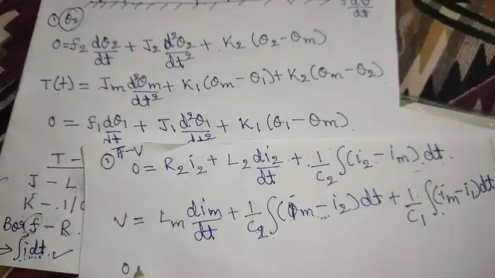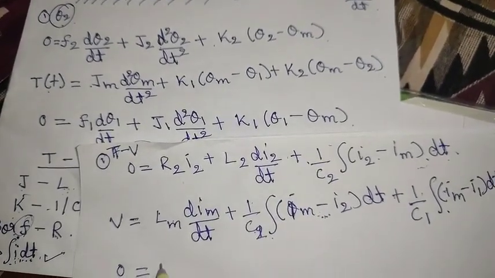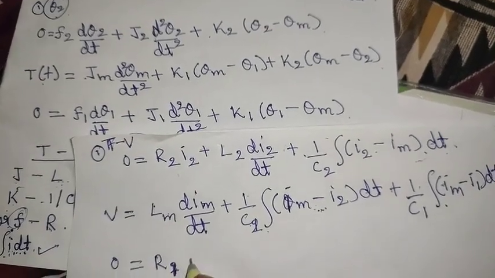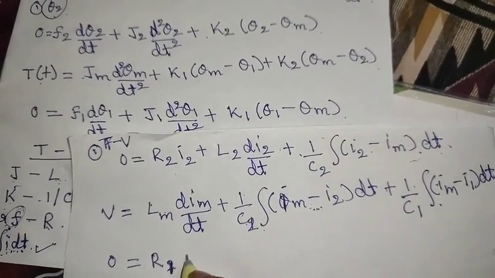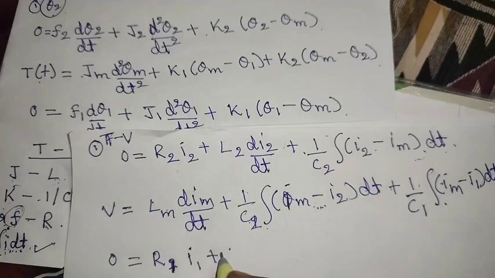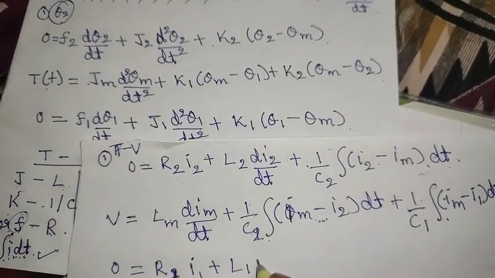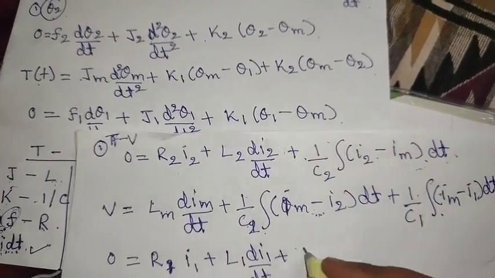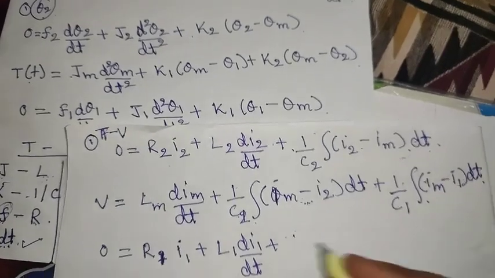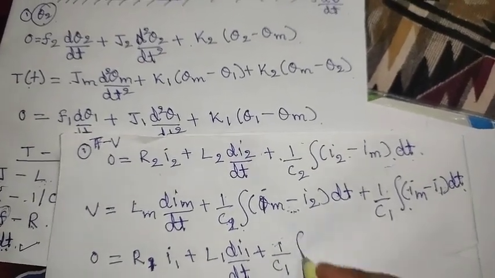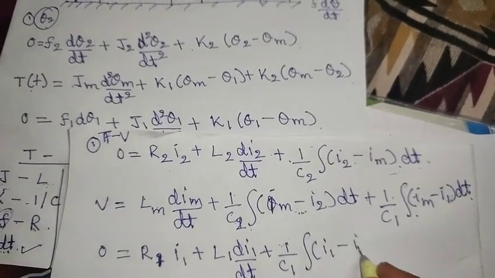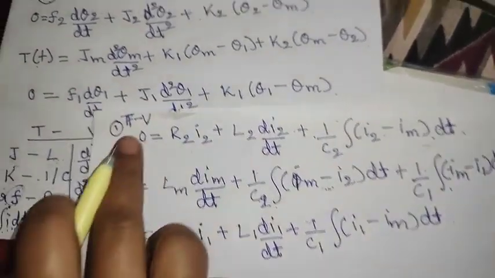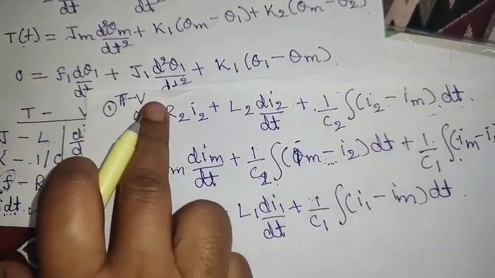The third equation: 0 is equal to, F1 means friction. For friction we write resistance, so R1. R1 d theta divided by dt is nothing but I1, plus J1 is replaced by L1 and dI1 divided by dt, plus K1 is replaced by, since I1 is there, directly write 1 divided by C1 integration of I1 minus Im into dt, that is the same. So these are the three equations we have converted from torque-voltage, that is loop analysis.